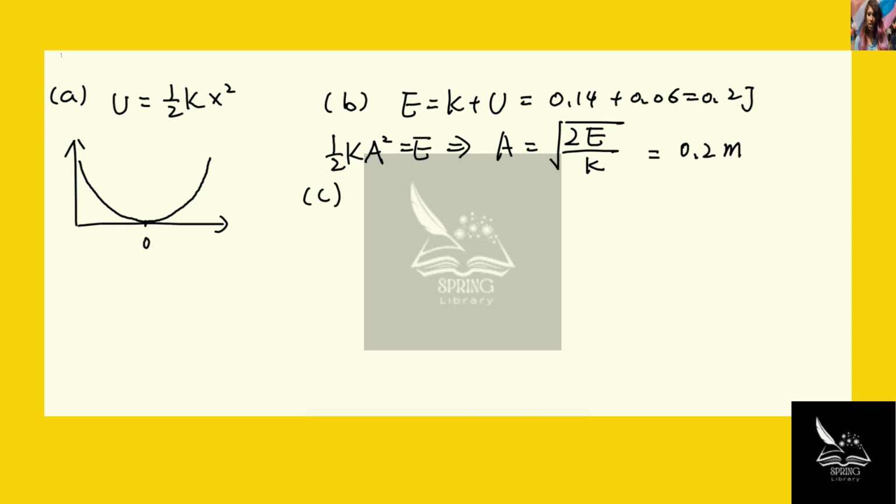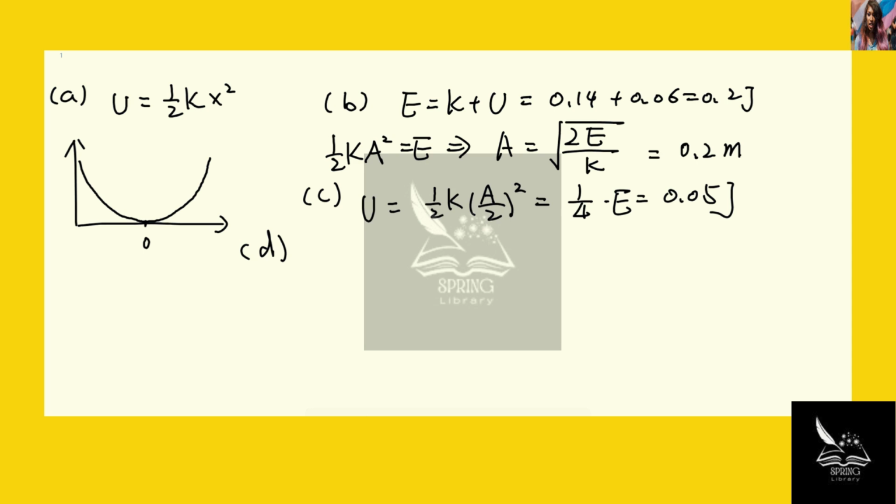For question C, the potential energy is at half of the amplitude. So U is equal to half K times half of the amplitude squared, which is 1/4 times the total energy. So it is equal to 0.05.